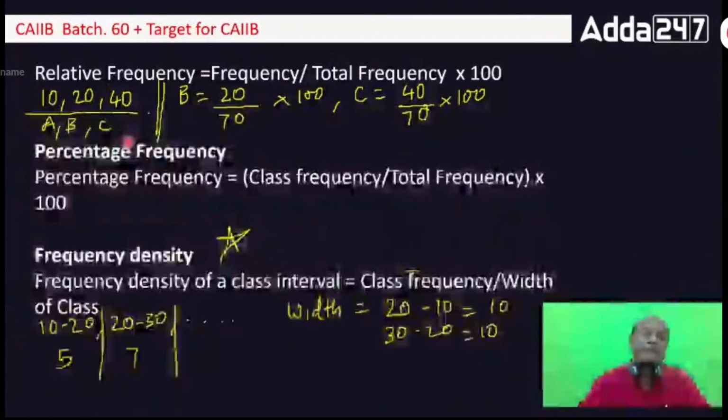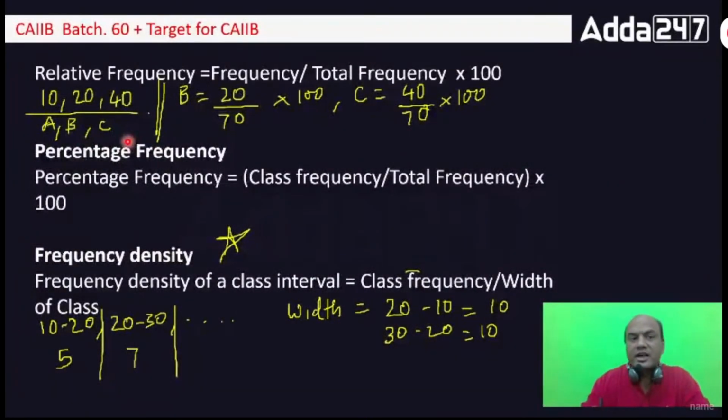Next. Relative frequency. Relative frequency means what? Frequency of a given element upon total frequency into 100. What do you mean by this? Suppose see this. Again I am having 3 numbers A, B, C and the frequency of this is 10, 20 and 40. The frequency of A is 10, frequency of B is 20, frequency of C is 40.